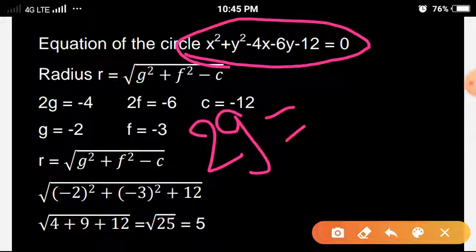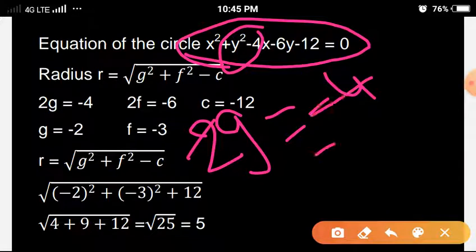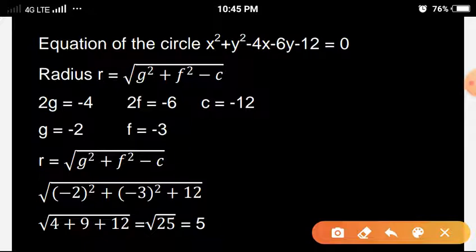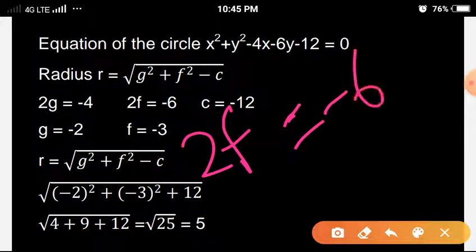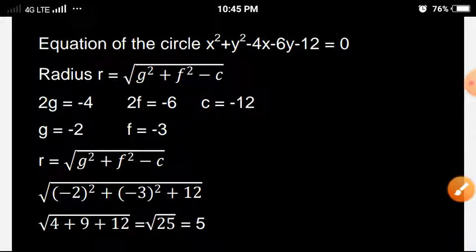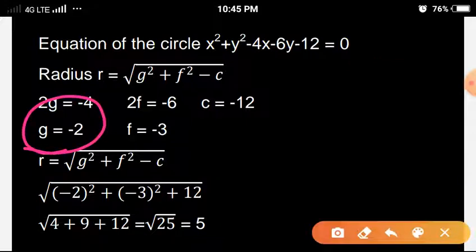We get the g value from the x coefficient. Here the x coefficient is minus 4, so g is equal to minus 2. Next we have to find the f value. How will we get the f value? The y coefficient gives f. 2f is equal to minus 6, so f is equal to minus 3. Here we got the values g is equal to minus 2, f is equal to minus 3.